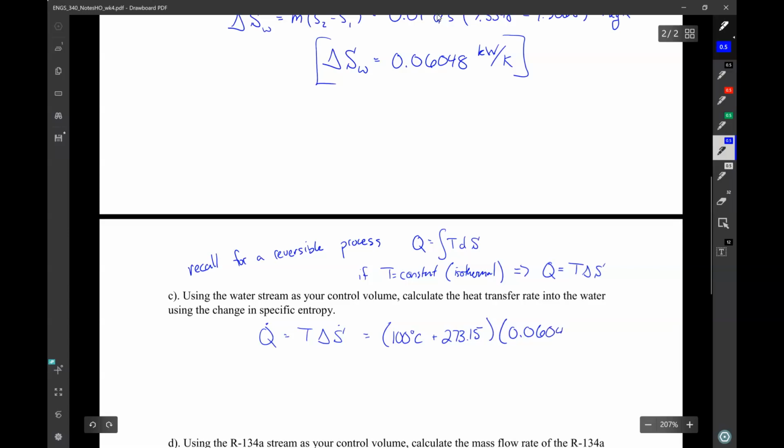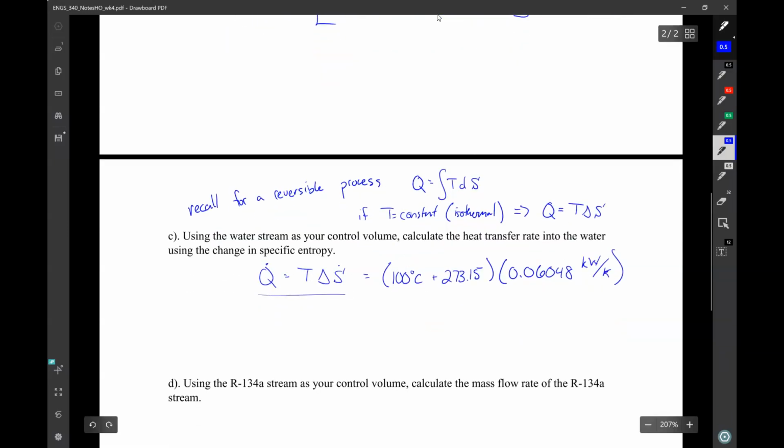0.06048. And that's kilowatts per Kelvin. We have to work in absolute temperature when we're working with entropy, because otherwise we can get negative numbers, right? Because 0 Celsius is kind of just this arbitrarily defined thing, so we wouldn't want this equation to have a sign change at 0 Celsius because we just picked it, right? 0 Celsius is just an arbitrarily defined value. It happens to be the freezing point of water.